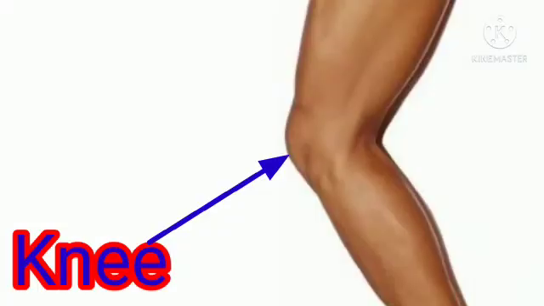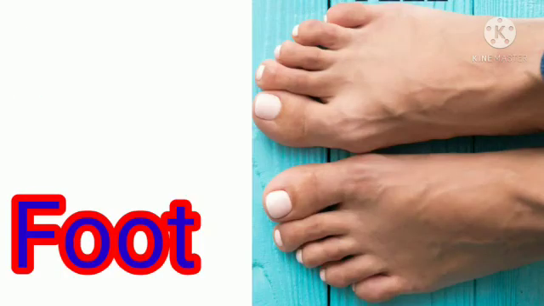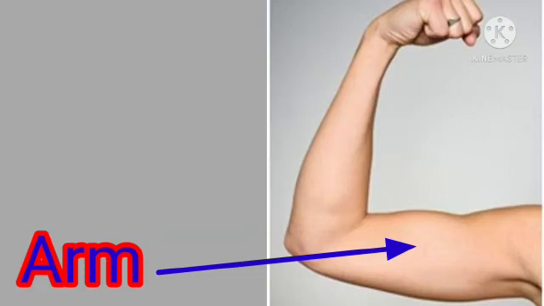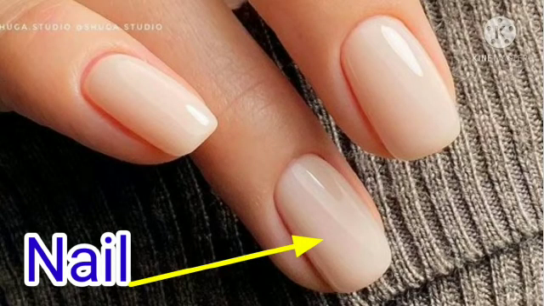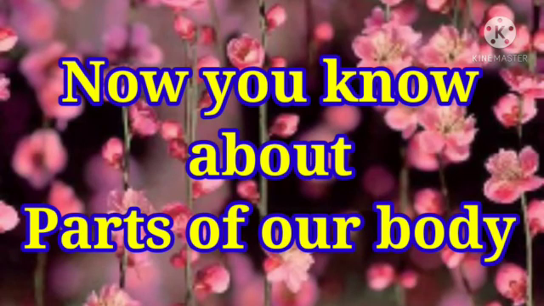This is knee. This is stomach. This is foot. This is elbow. This is arm. This is nail. These are toes. We have 10 toes. Dear children, now you know about parts of our body.